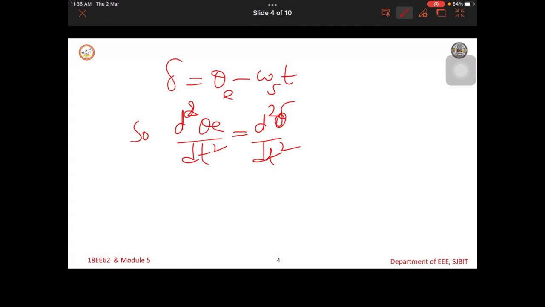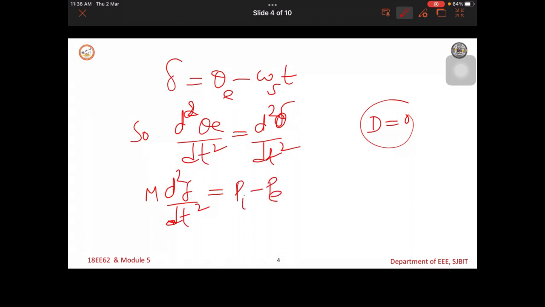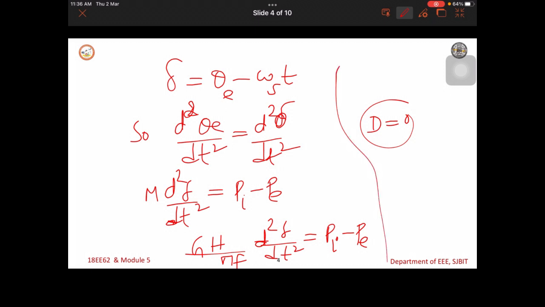If you neglect the damping coefficient, d is equal to 0, and substitute this in the previous equation, we get m d square delta over dt square is equal to Pi minus Pe. We know that m is equal to GH by pi f, so GH by pi f into d square delta over dt square is equal to Pi minus Pe. This can be written as m in per unit: d square delta over dt square is equal to Pi minus Pe, in per unit.